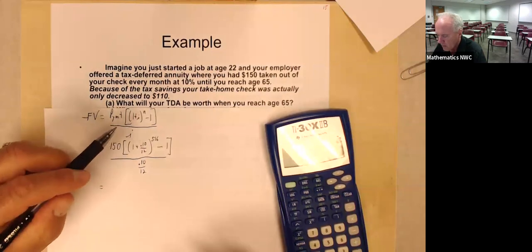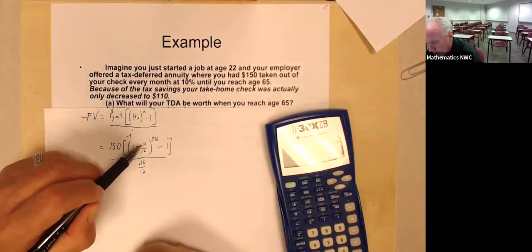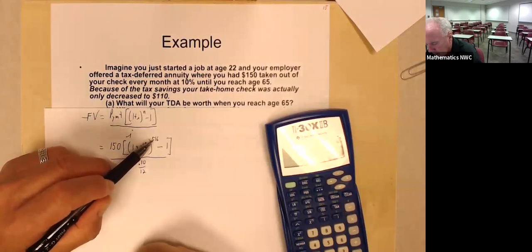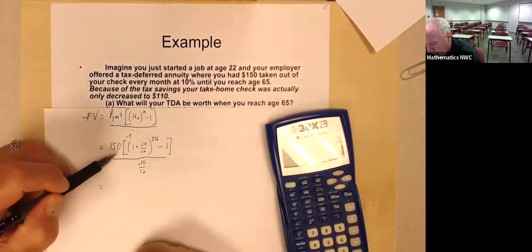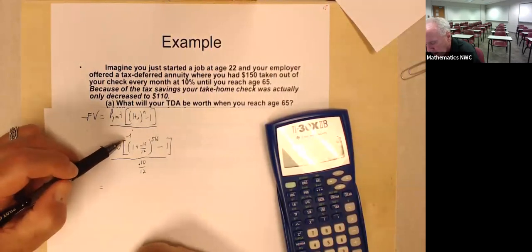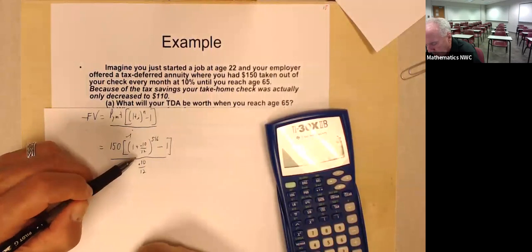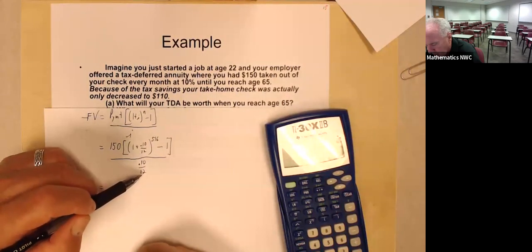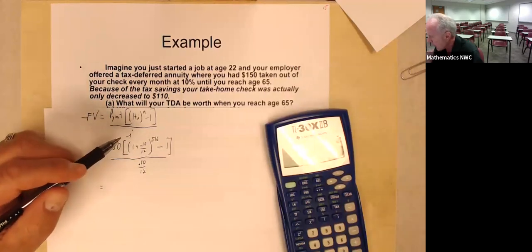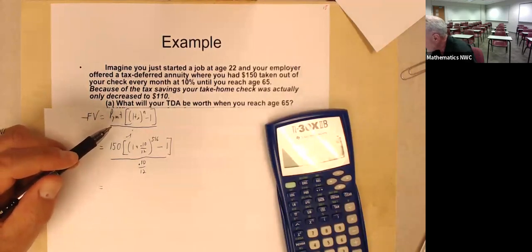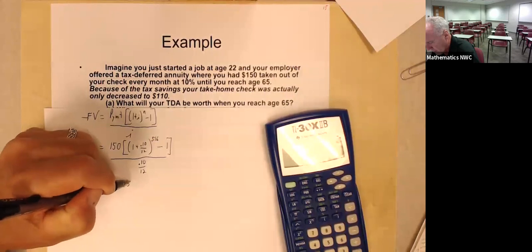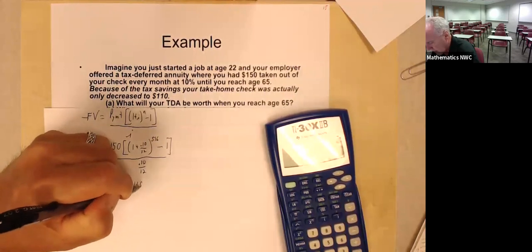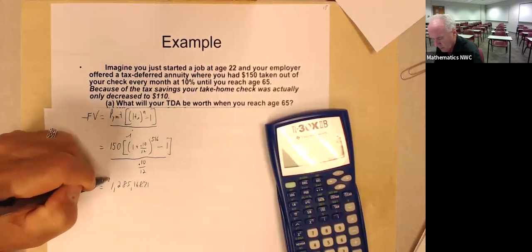If you run that through, I would go 0.1 divided by 12, enter, plus 1, enter, raised to the power 516, enter, subtract 1, enter, times 150, enter, to get that entire numerator. Then I'm going to go divided by opening parentheses, 0.1 divided by 12, closing parentheses, enter. And if I do that, it turns out to be the following amount: 1,285,168.71.